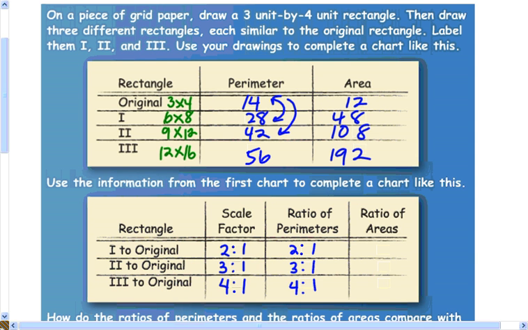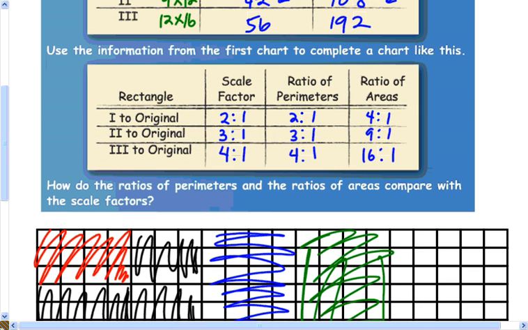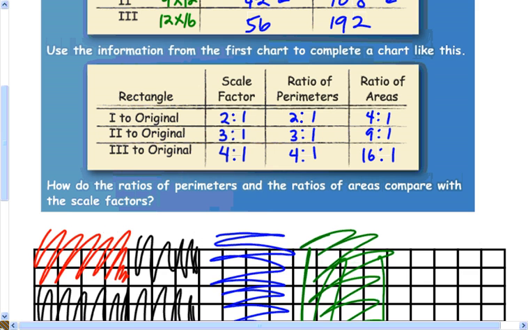Now the ratio of areas. Don't fill these in too soon, because this does change a little bit. Notice that when we go from the original to number 1, we are 4 times bigger. So that ratio is 4 to 1. From 12 to 108, that's 9 times bigger, so that's 9 to 1. And from 12 to 192, that's 16 times bigger. So that's 16 to 1. So how do the ratios of perimeter and ratios of areas compare with scale factors? And here's the deal.